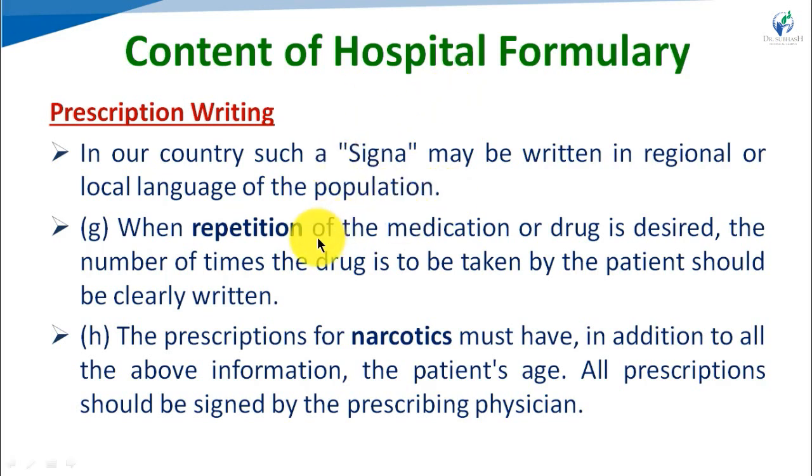Then when repetition of the medication or drug is desired, the number of times मतलब कितनी टाइम रिपीट करना है, that should be included and it should be clearly written. The prescription for the narcotic, देखिए narcotic drugs के लिए अगर है then they have also mentioned the patient age. All prescriptions should be signed by the prescribing physician.